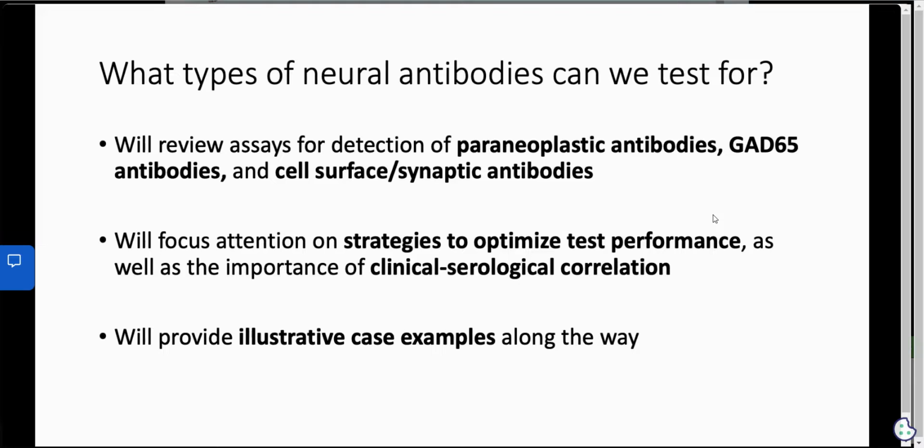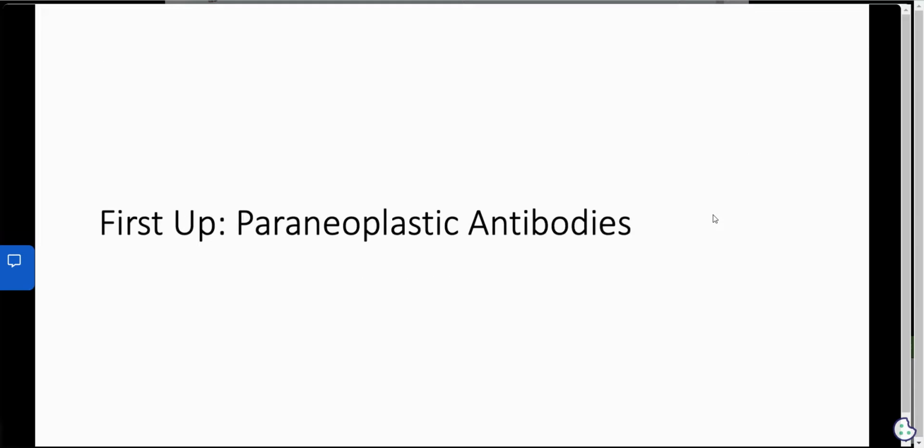So what we're going to do is review these assays for detection of paraneoplastic, GAD65, and cell surface synaptic antibodies, and we're going to focus our attention on strategies to optimize test performance, as well as the importance of clinical serological correlation, or correlating the test results with the patient presentation. I'm going to sound like a broken record because I'm going to say that a lot throughout this talk. And throughout, I'm also going to provide some illustrative case examples to try and highlight a few key points.